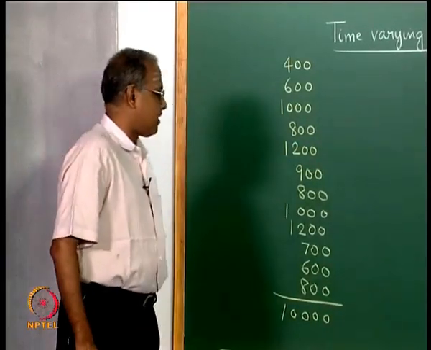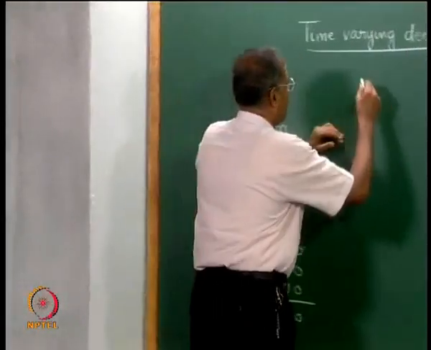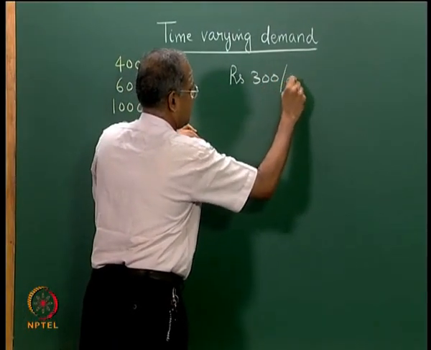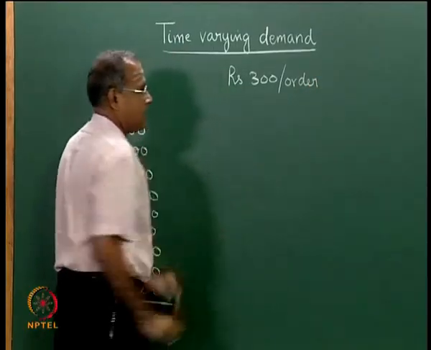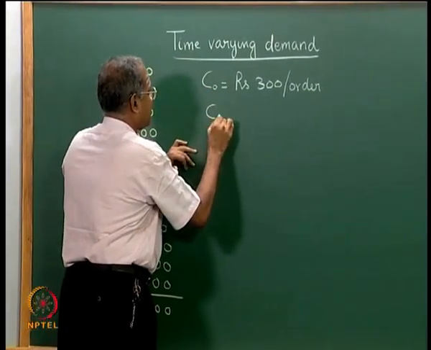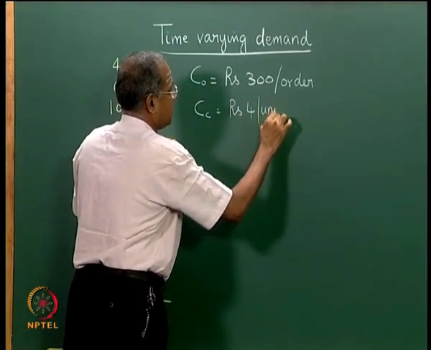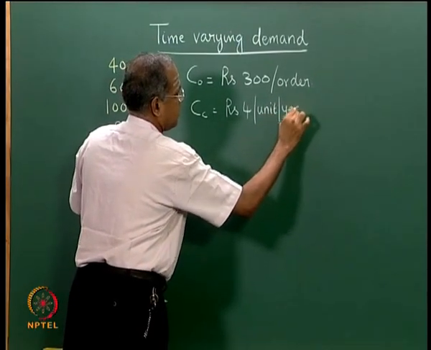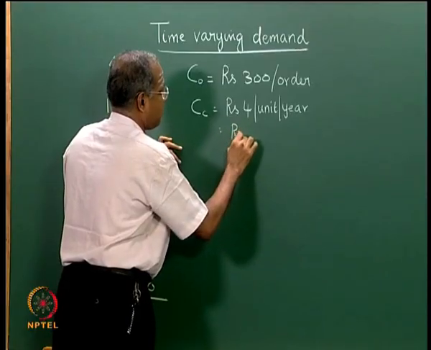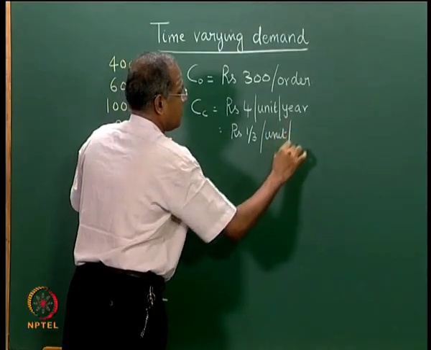Some other data that we used while doing the integer programming is that the order cost is rupees 300 per order, and the carrying cost CC is rupees 4 per unit per year, which becomes 4 by 12 or rupees 1 by 3 per unit per month.